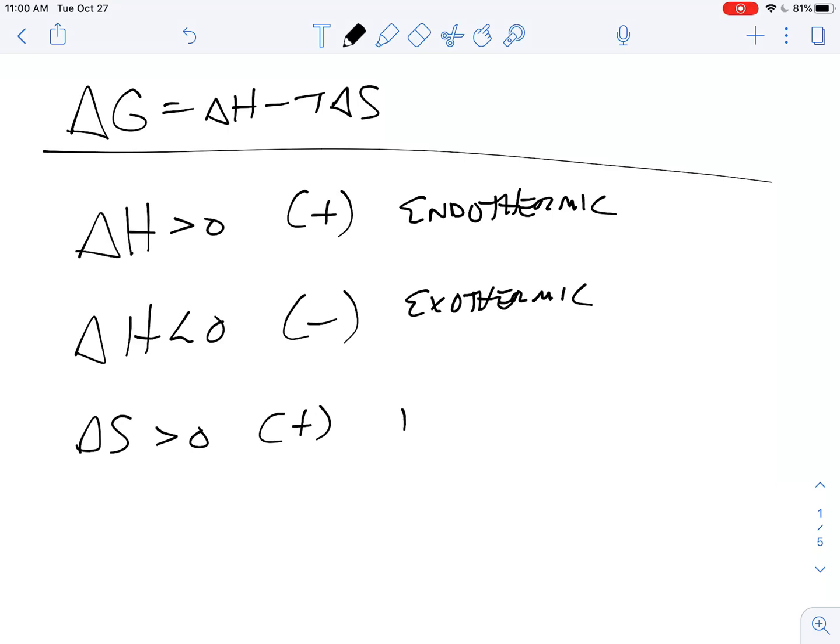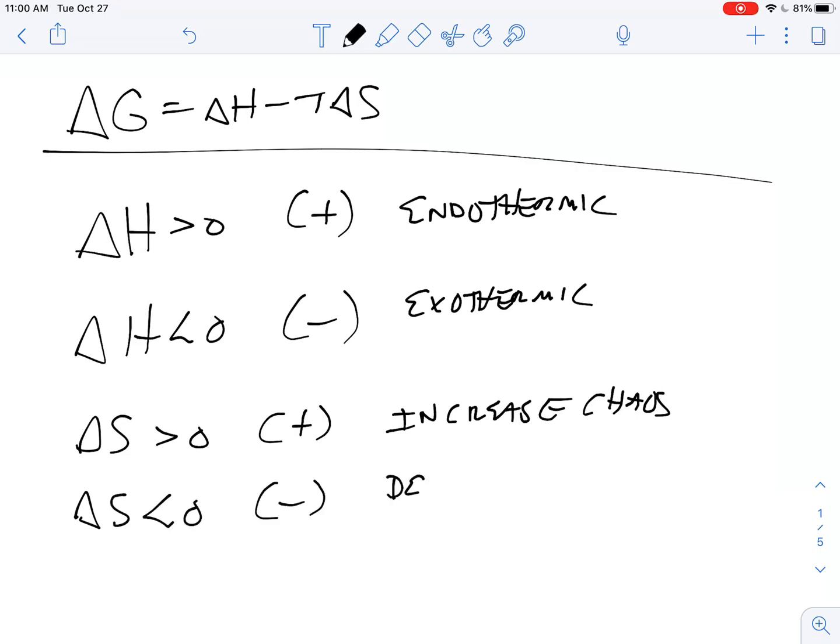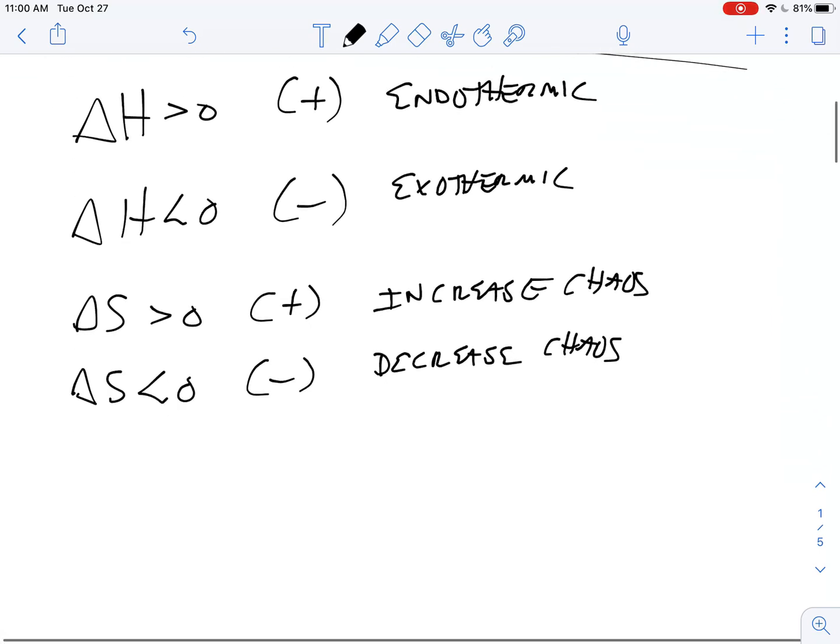If delta S is greater than 0, it is positive. That means you increase chaos or disorder. You are increasing chaos. If delta S is less than 0 or negative, you are decreasing chaos or disorder. You're becoming more orderly if that is the case.